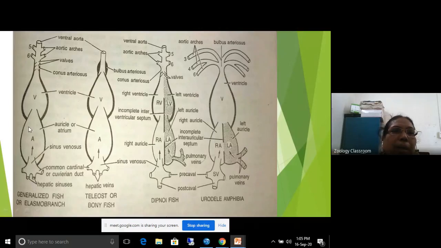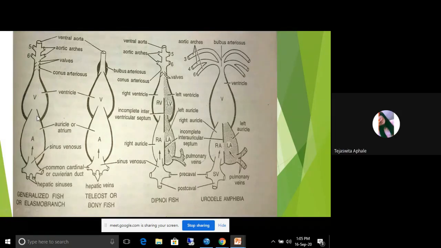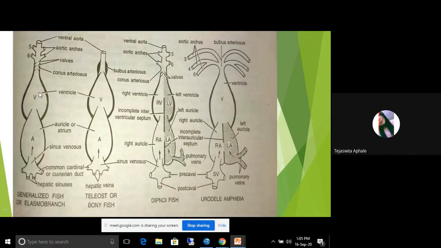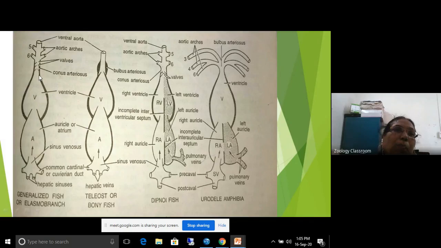किती चेंबर्ड हार्ट आहे हे? फिश मधले किती चेंबर्ड हार्ट आहे? सिंगल चेंबर्ड हार्ट आहे. सिंगल यात कसं आलं? 2 चेंबर्ड हार्ट आलं ना. हा, सिंगल सर्क्युलेशन, फक्त 2 चेंबर. फिश मध्ये chamber फक्त 2, कुठले? ऑरिकल, व्हेंट्रिकल हे फक्त ट्रू, आणि हे कोनस आणि हे सायनस वेनोसस हे असेसरी चेंबर्स आहेत.